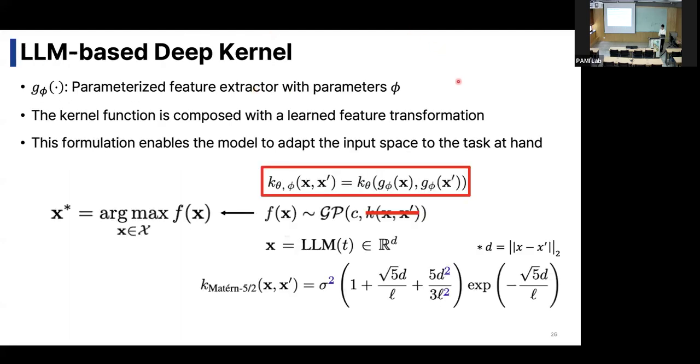So to address this, we introduce a feature transformation function, g_phi. This transformation function maps the original LLM embeddings into a task-specific representation space. These transformed embeddings are then used as input to the kernel function, which is why we call the resulting model LLM-based deep kernel.